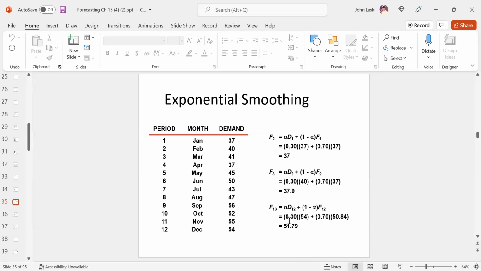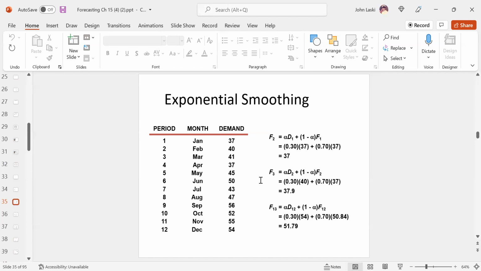Why can't you just skip all that's in between? Well, because for the forecast for period 13, you need the demand data for period 12, which we have here. But you also need the forecast data for period 12, which we don't have. You get the forecast for period 12 by forecasting period 11. You get 11 by forecast, and so on and so forth. I'm sure you see this by now.